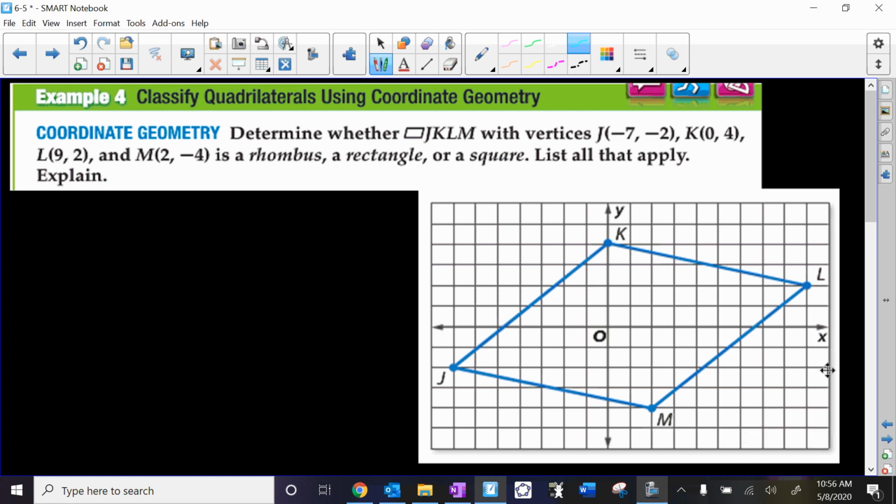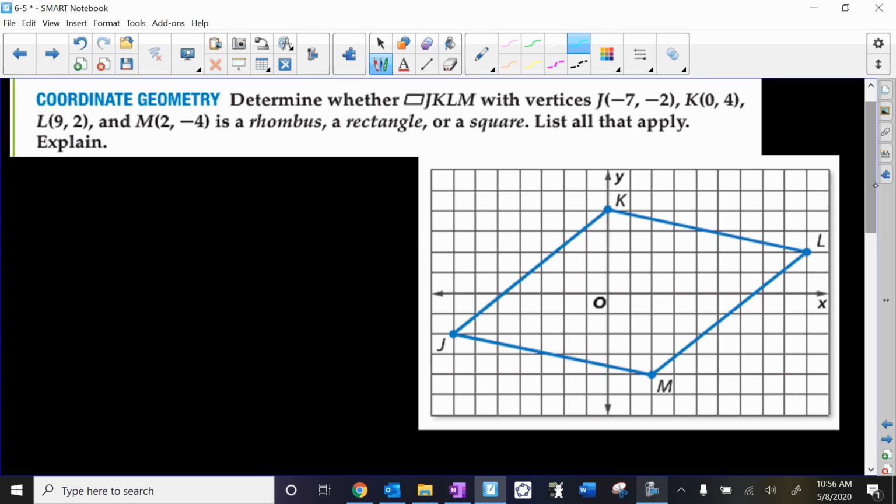Finally, we're going to try and prove whether our parallelogram is a rectangle, rhombus, or square on a coordinate plane. So we are specifically going to focus on the diagonals in these problems.